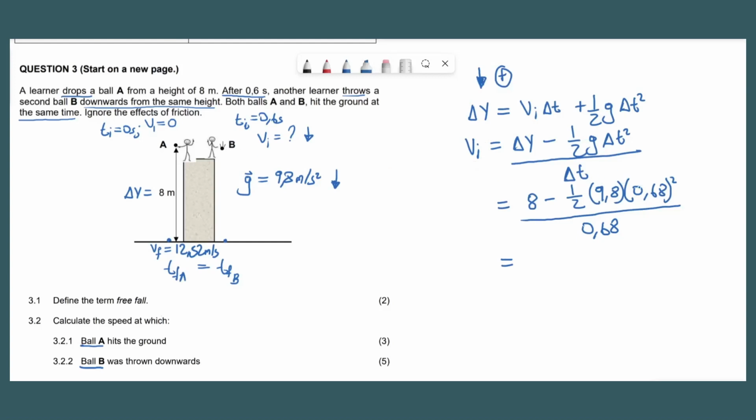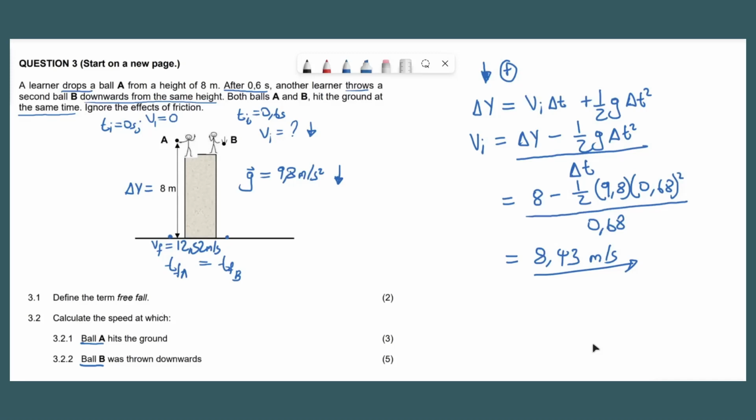And of course, for using your calculator, you will find that 8 minus 1 over 2 multiplied by 9.8 multiplied by 0.68 squared divided by 0.68 is equal to 8.43 meters per second. Okay, and so that is going to be the magnitude of the initial velocity of ball B. Wow, what an interesting question.